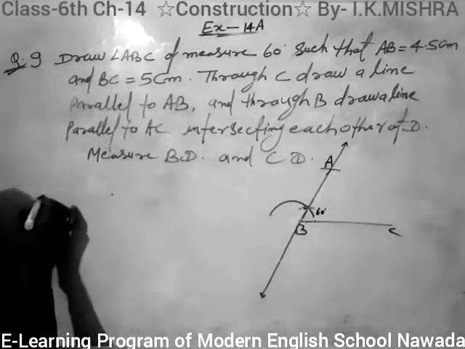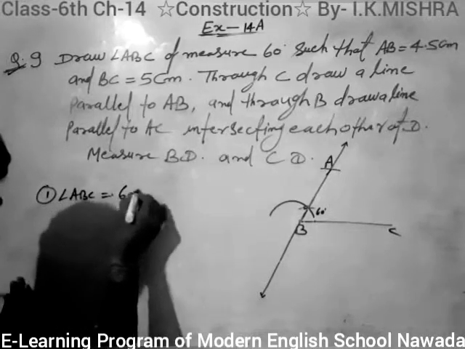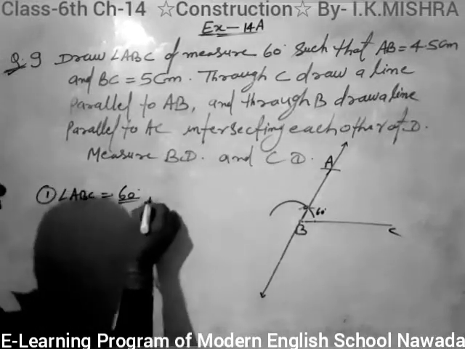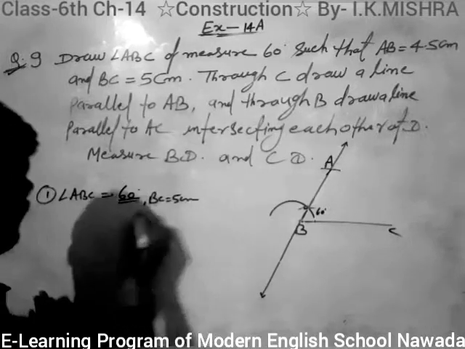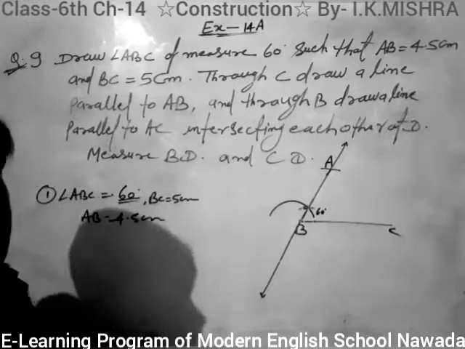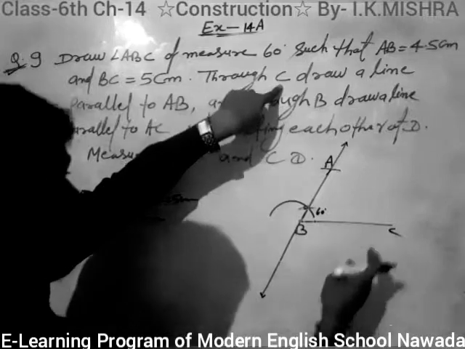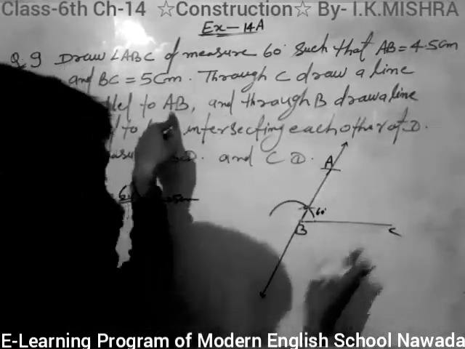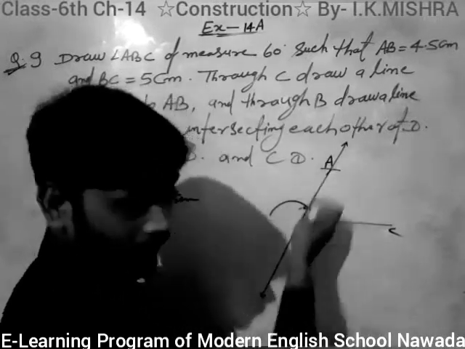First of all I construct angle ABC equal to 60 degrees, with BC equal to 5 centimeters and AB equal to 4.5 centimeters. Clear friends? Now again, through C, the point C is given. Through C draw a line parallel to AB. You have to draw a line parallel to AB. This is the AB line.